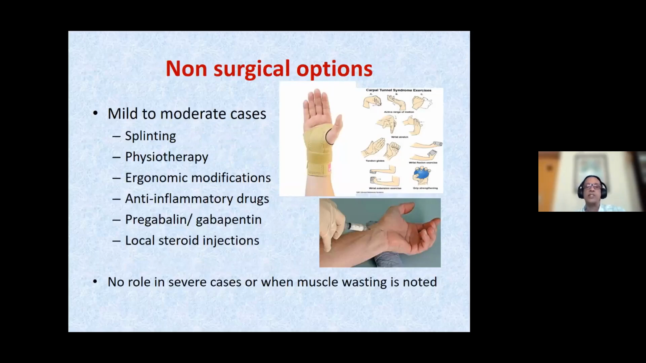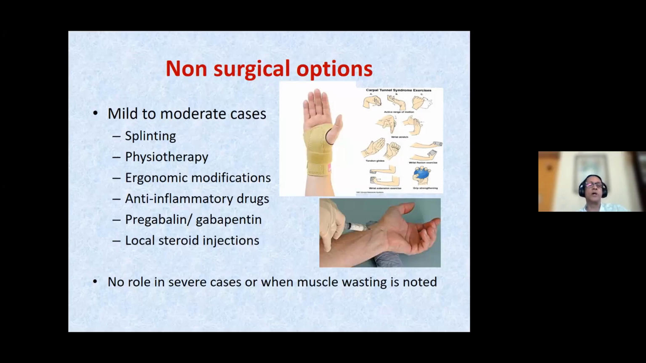Now, obviously, there are non-surgical options, as Dr. Ponnusamy was just saying. In the early or the mild to moderate cases, it is invariably a non-surgical option. Various modalities include splinting, physiotherapy, or, if it is work-related, modifying their work, especially if they are software professionals or somebody who uses vibratory tools. That means either a change of profession or some modification in their work environment. Drug-wise, anti-inflammatory drugs, pregabalin and gabapentin would generally be tried, and sometimes even local steroid injections.